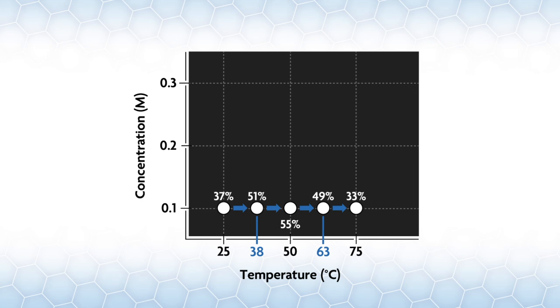The best we got fiddling with temperature was 55% at 50 degrees C, so let's see what happens when we increase the concentration. We'll keep things at 50 degrees C and increase the concentration from 0.1 to 0.15. We find that the yield decreases slightly to 49%.